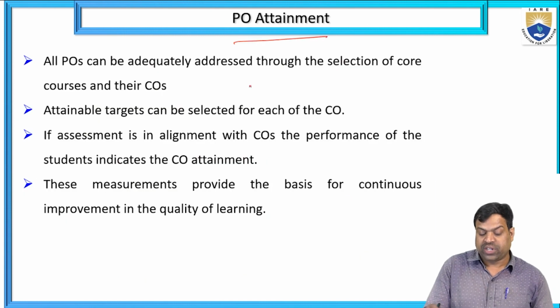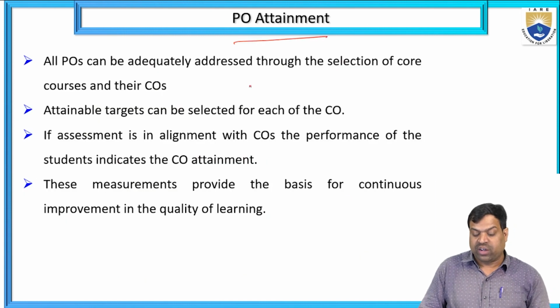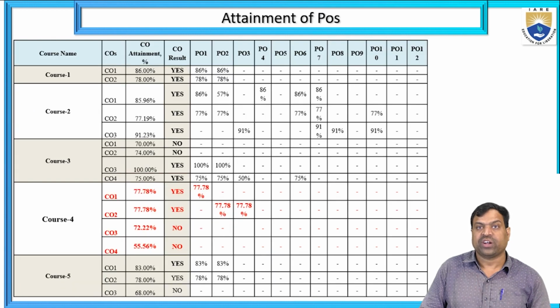For PO attainment, all POs can be adequately addressed through the selection of core courses and their COs. So attainable targets can be selected for each CO. If assessment is aligned with the COs, the performance of the students indicates the CO attainment. These measurements provide the basis for continuous improvement in the quality of learning.